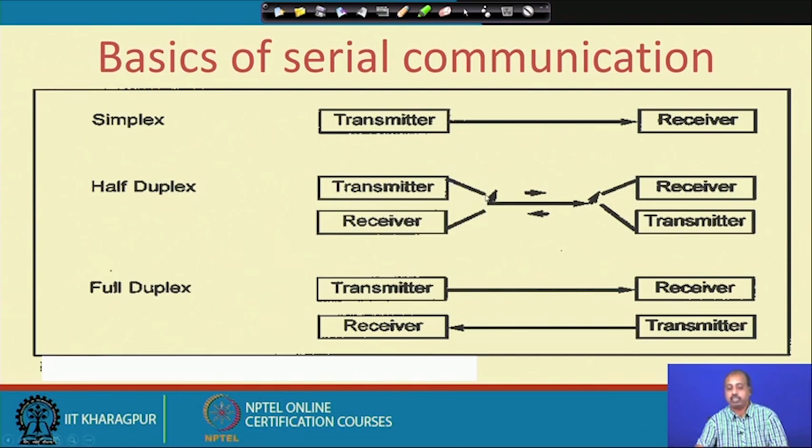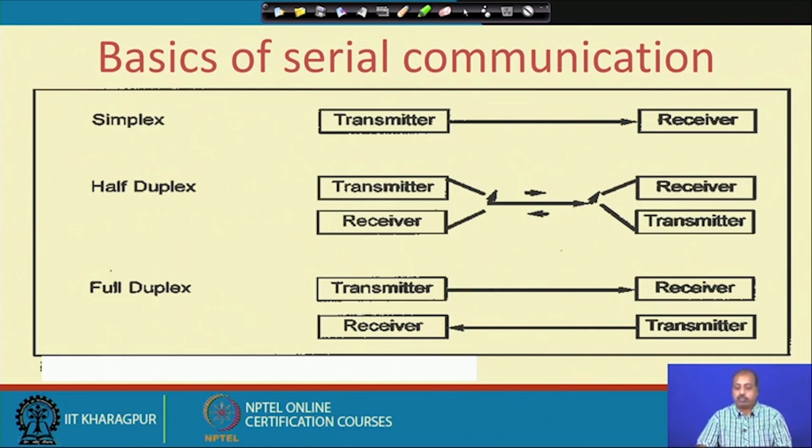So, when it is connected, as shown by these switches, once this connection is established, it will go from transmitter to receiver. After some time, the direction will be reversed, and now it will go from receiver to transmitter. So, it can be both ways, but at one point of time the information will flow in only one direction.